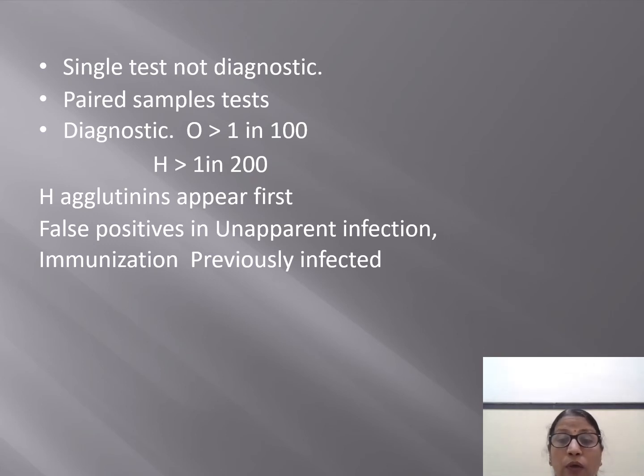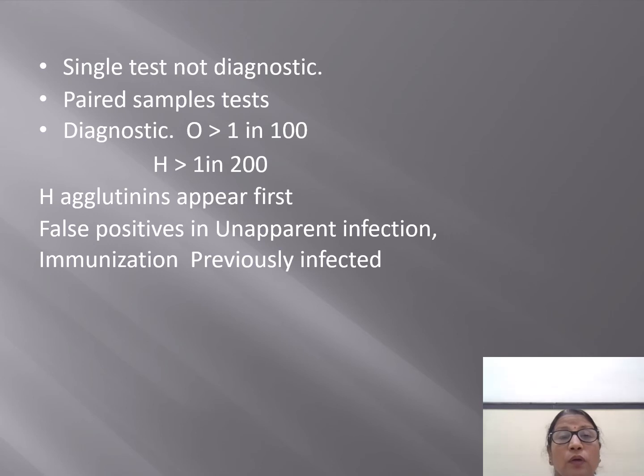So how can we know whether the patient has a recent infection or past infection? In past infection, O agglutinin will not be there, or if present, will not reach the significant titer of 100. Clear? And H agglutinin, if present, may be significant, but if O agglutinin is not there, this indicates past infection, because H agglutinin may persist in the patient sample even after 6 months.